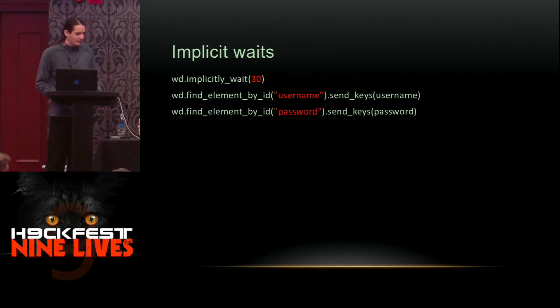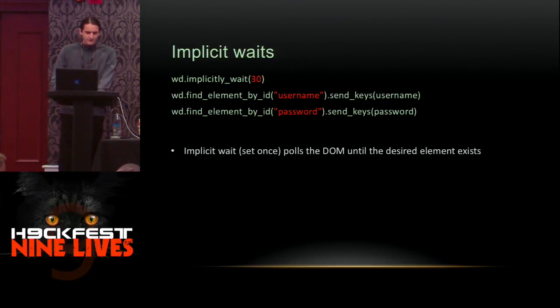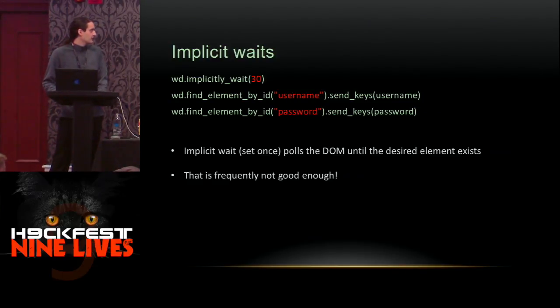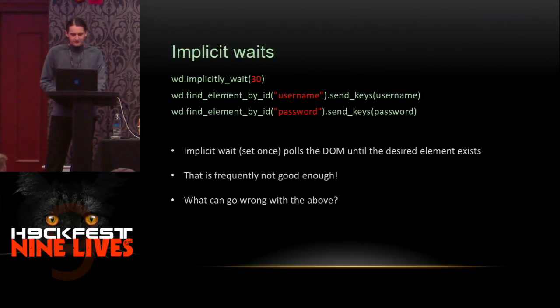Implicit waits are the default, the original, and still the most common way of handling elements in a page. It's just a method that you call once in your whole script. It's a timeout in seconds that says, I want to wait for up to this many seconds to find any element that I refer to in a page, and just fail if you don't find it. The way this works is the implicit wait method will poll the DOM until the desired element exists, every half second I think. And as I mentioned, this is frequently not good enough.